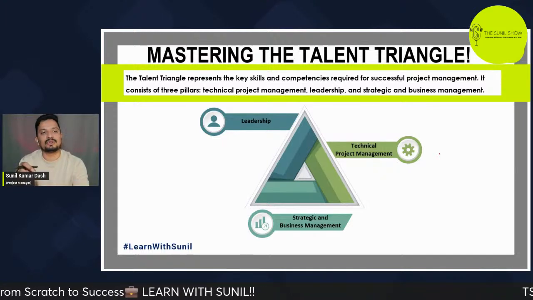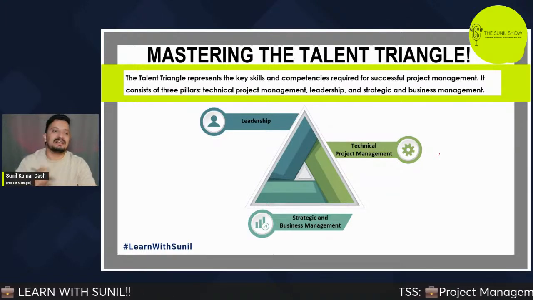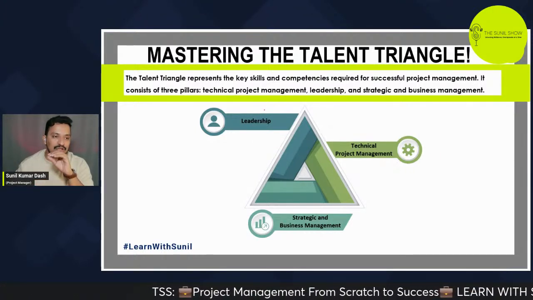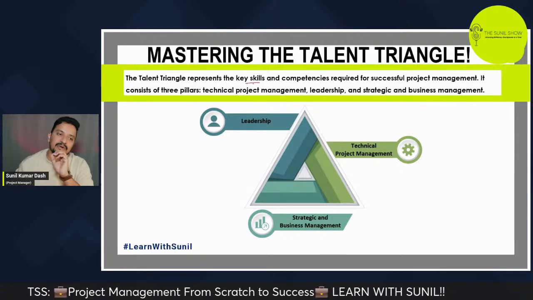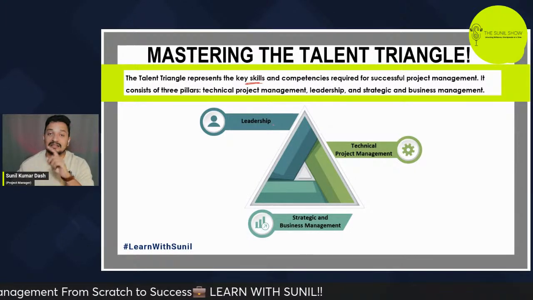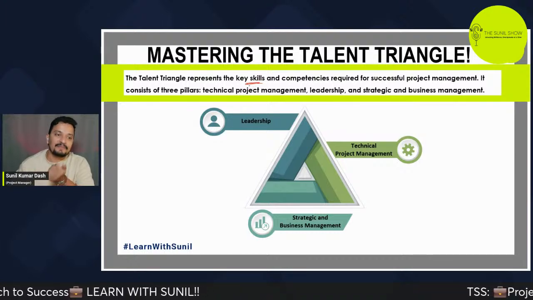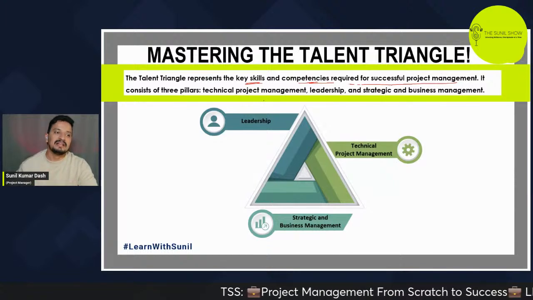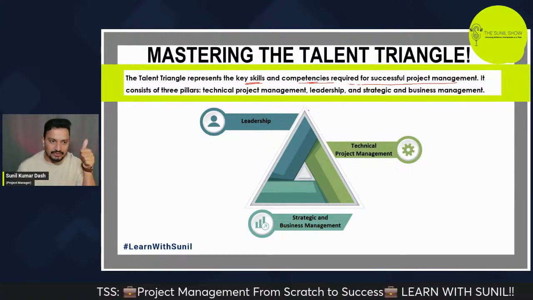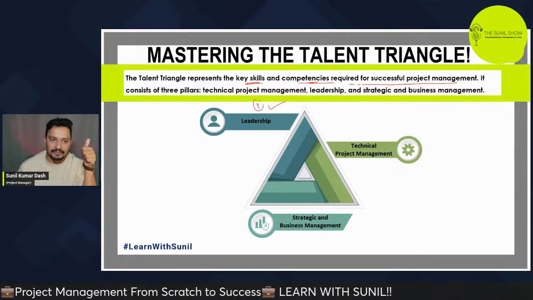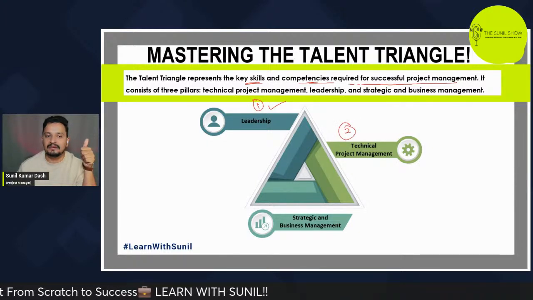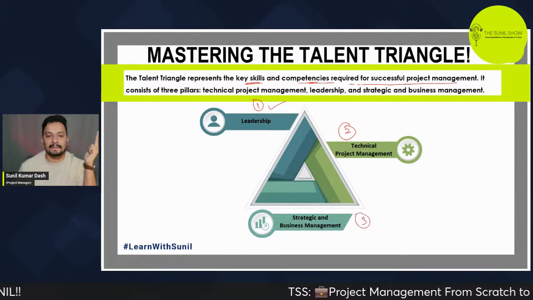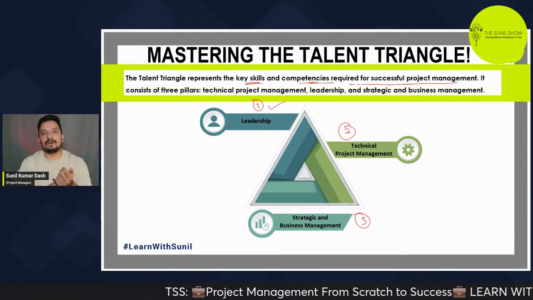So similarly, when we talk about project management, here we need to understand one important thing: this triangle. The talent triangle represents the key skills. Remember this one. Why do we need to understand this talent triangle? The reason is it emphasizes the key skills and competences required for successful project management. It consists of three pillars. The first one is your leadership. The second one is your technicality about project management. And the third one is strategic business management. Now let's dive into what exactly it is.